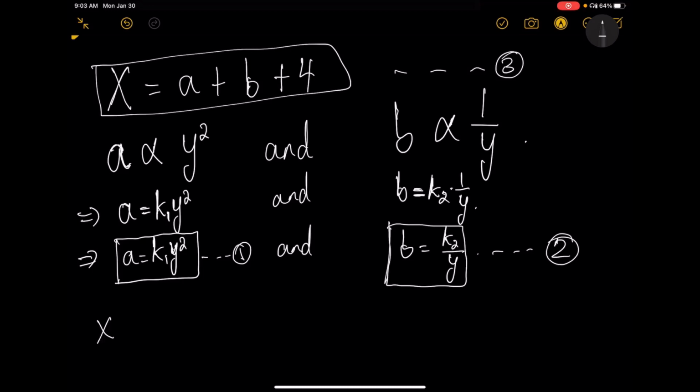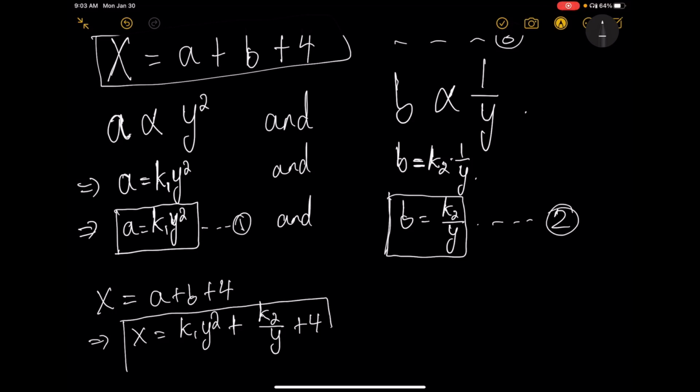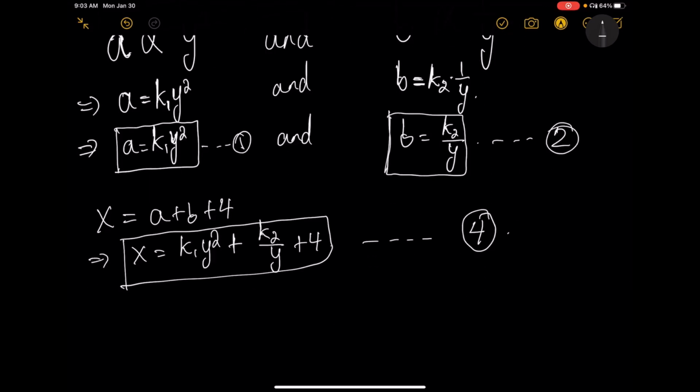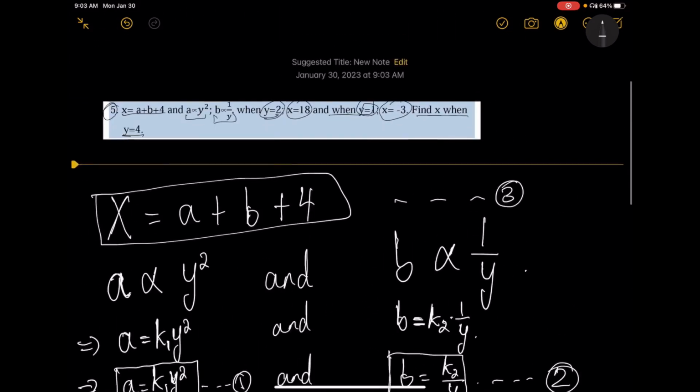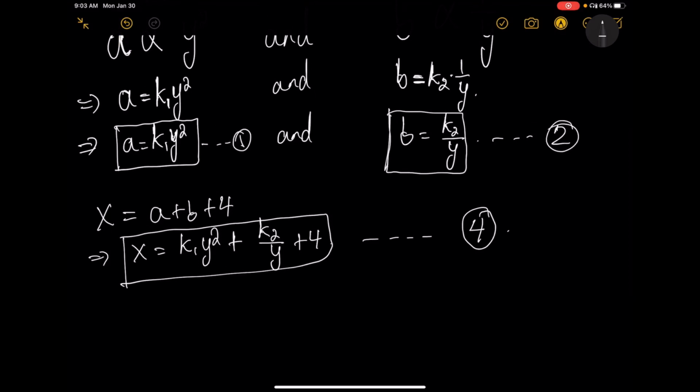So x is equal to a plus b plus 4. This is equation number 3, which implies that x is equal to k1 y squared plus k2 over y plus 4. Let's call this equation number 4. Now note that x depends on y. k1 and k2 are constants which we are going to determine now. So how do we determine k1 and k2?